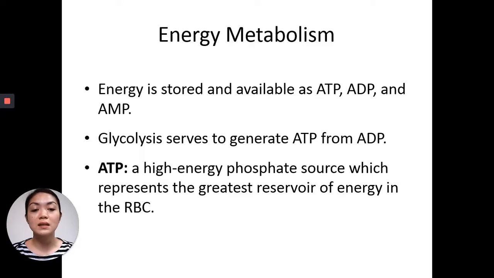So the glucose that enters our red blood cells is the main source, or the one that provides energy. It's broken down by different enzymes according to our glycolytic pathways before, and the net yield is, of course, energy in the form of ATP. So ATP could also occur in the form of ADP or AMP, but the highest energy source is ATP.